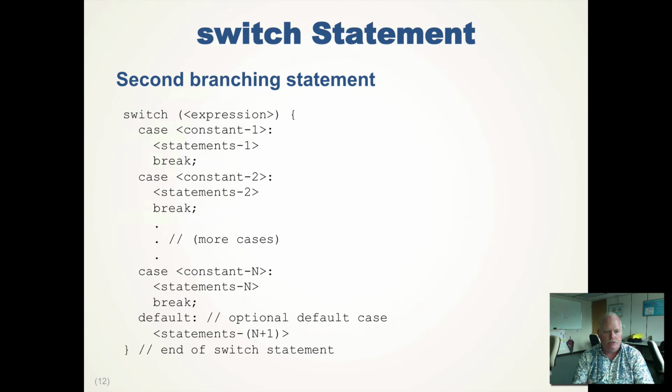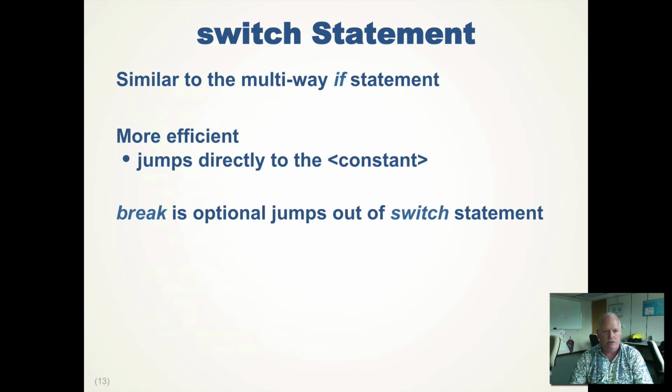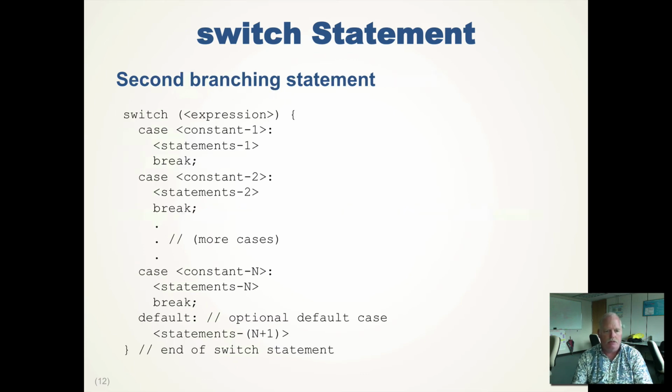So what we're doing is this can be much more efficient than the multi-way if, because when we evaluate the expression, we can jump directly to which of the constants it is, because we have to calculate a constant, and the break says jump out of the switch statement. So when we hit the break here, like in case 1, if constant 1 was the value of the expression, we hit break, we skip all the stuff down to the close curly brace, and we go to the next statement after the switch.